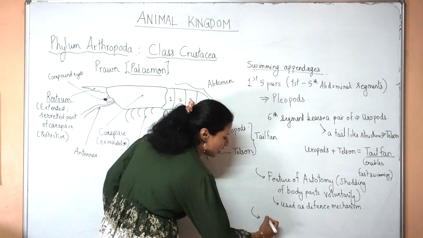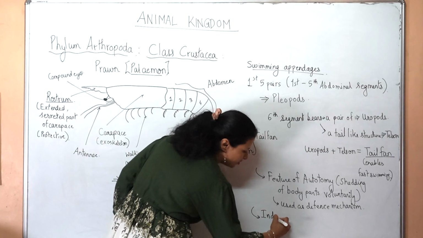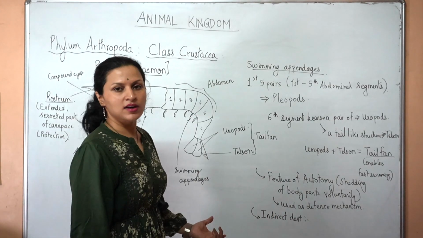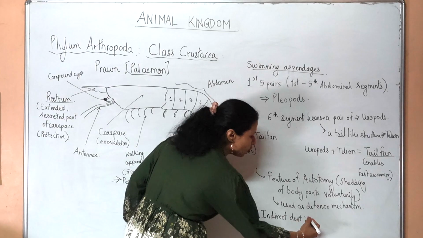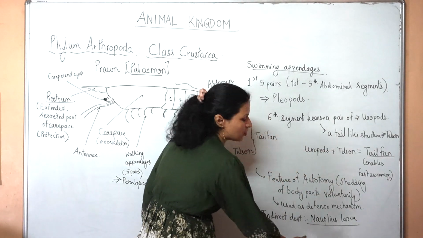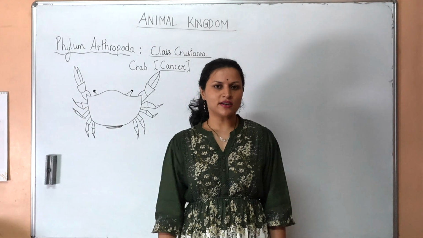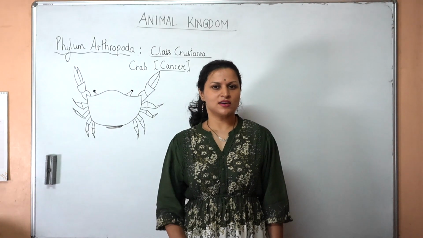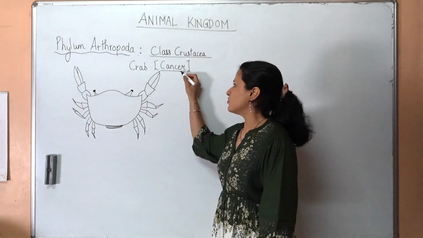Another point, the larva. Like I told you, there is indirect development. The larva, which is specific to the prawn, is called the nauplius larva. So now let us move on to the second example of class Crustacea, that is the crab. Here we have a crab, the scientific name of which is Cancer.